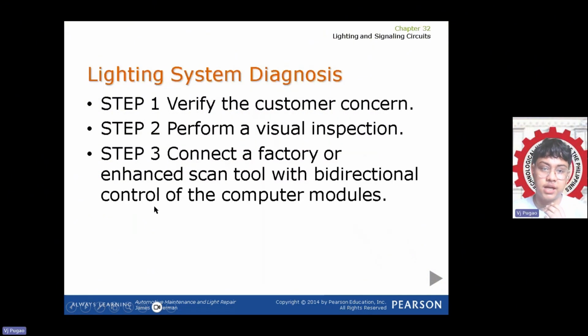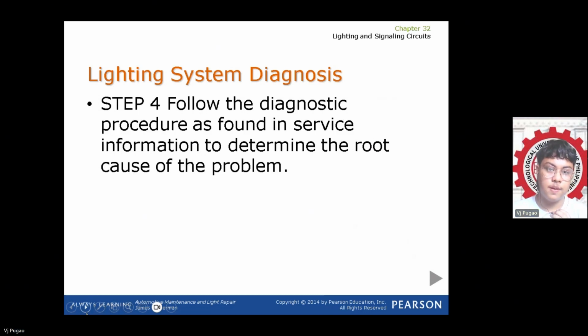So, the lighting system diagnosis. Step 1, verify the customer concern. Step 2, perform a visual inspection. Step 3, connect the factory scan tool and use bidirectional control of the computer module. Step 4, follow the diagnostic procedure as found in the service information to determine the root cause of the problem.